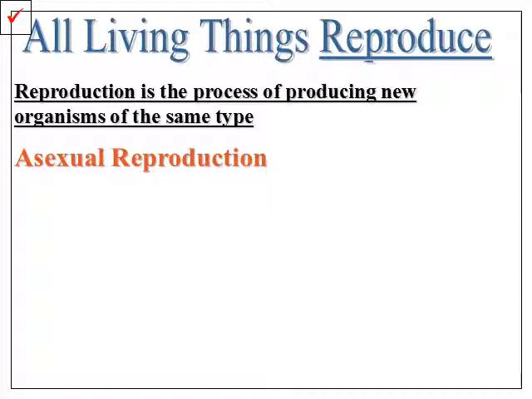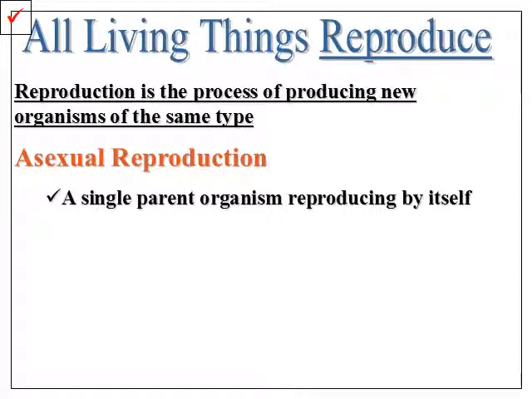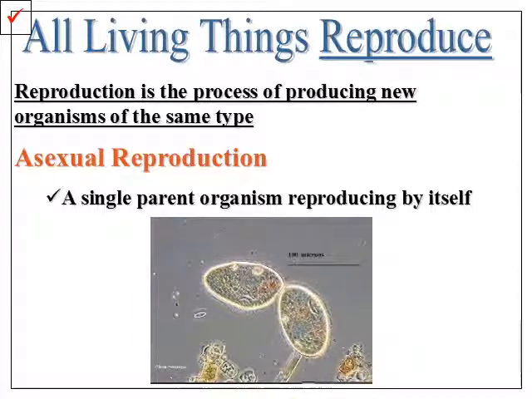So we have asexual reproduction, which is the first type. Asexual reproduction is a single parent organism reproducing by itself. This primarily happens with our unicellular organisms and some multicellular. What they do is they divide themselves in half, or pinch off part of their body, and it creates an identical copy of them.